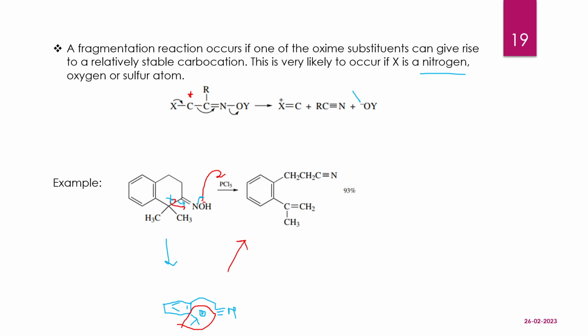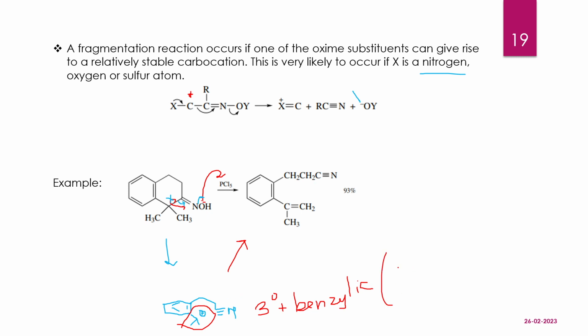You can notice that this is a tertiary carbocation. Not only tertiary, it is a benzylic carbocation. There is a benzene ring, so it is tertiary plus benzylic. We all know a benzylic carbocation is highly stable because of the resonance stability through the benzene ring. The tertiary carbocation is also stabilized by the hyperconjugative effect, and the benzylic carbocation gets stabilized through the resonance effect. So that's why it is highly stable.